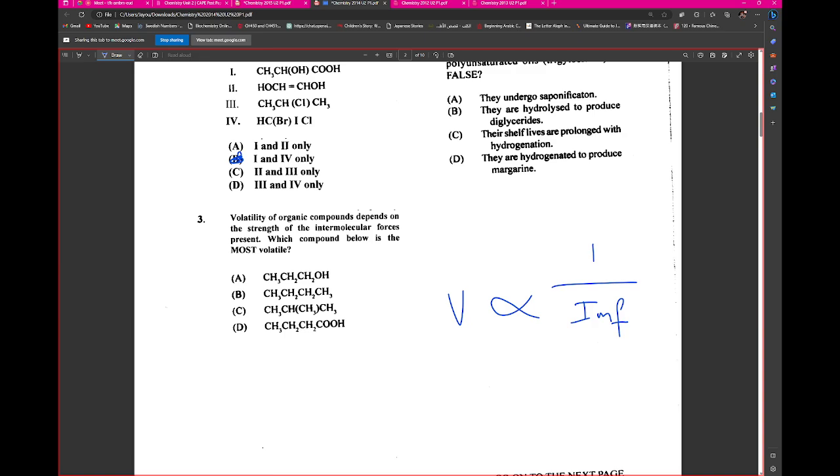So we're looking at this now. That means the most volatile one is the one with the least amount of intermolecular forces between each other. And the IMFs relate to what? Polarity. So the compound has to be polar to have intermolecular forces, not true? Well, it doesn't have to, but it will have stronger intermolecular forces if it is polar. True or false?